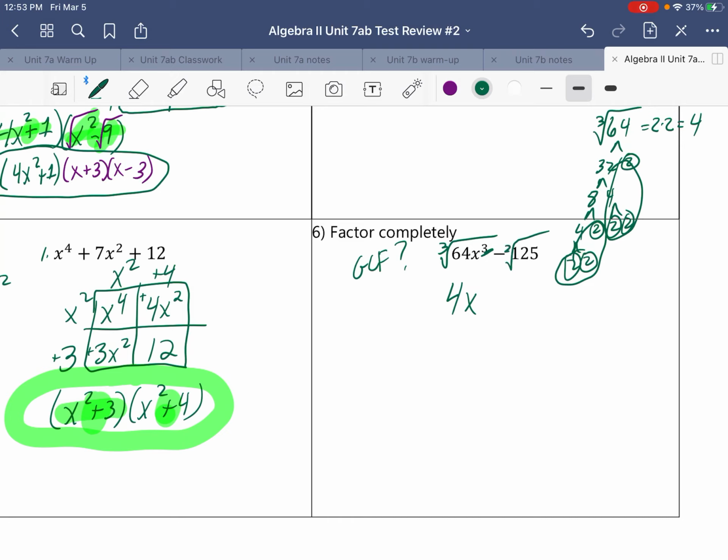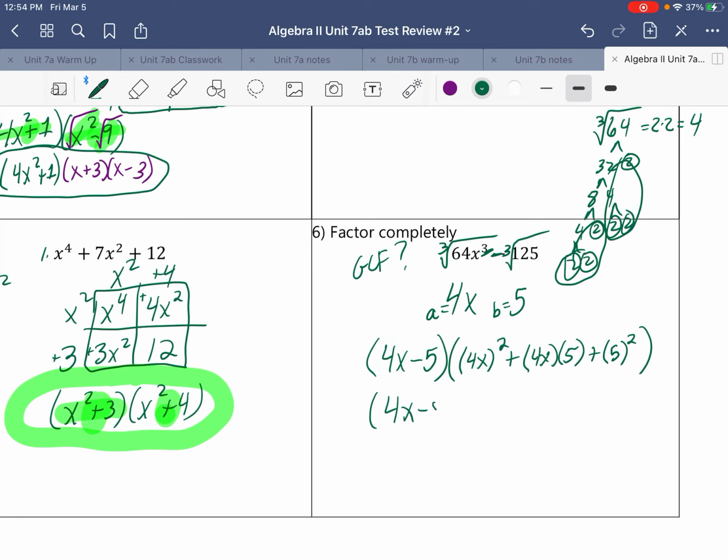The cube root of 125 is going to end up being 5. 5 times 5 times 5 is 125. So this is your A, 4x, B is 5. It is a difference of cubes, so we're going to use the difference formula. It'll be 4x, and it starts out with this difference or subtraction. So A minus B. Then it's A squared. And then it's the opposite of the sign it started with, and it's A times B. And then it's always positive B squared.